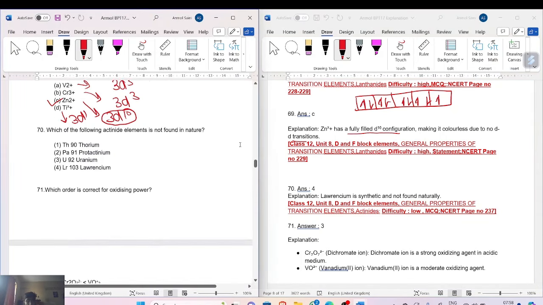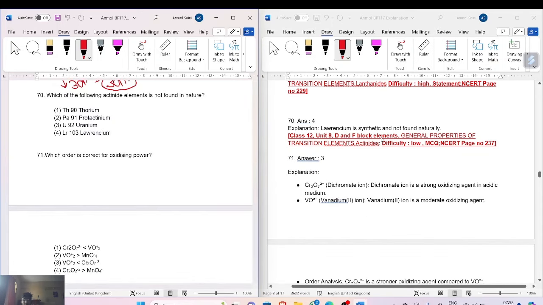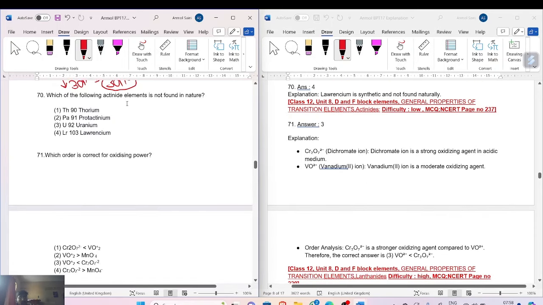So now let's come to question number 70. Question number 70 is a theoretical question. Which of the following actinoid elements is not found in nature?